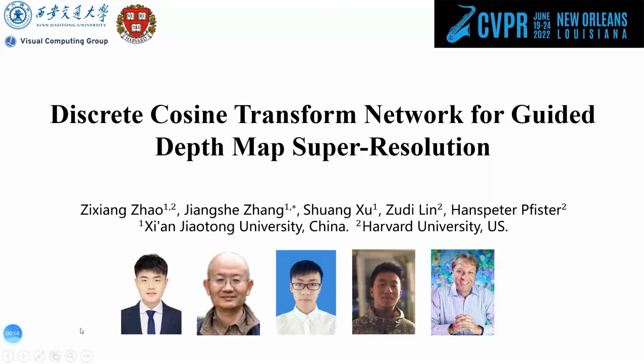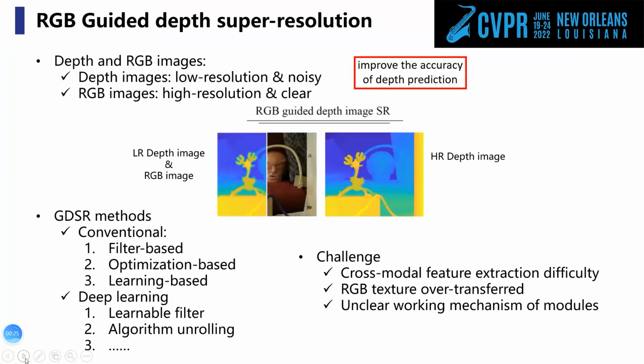Today I am going to give a brief introduction about my work. The title is Discrete Cosine Transform Network for Guided Depth Map Super Resolution. As we all know, depth map and depth prediction are very useful for autonomous driving and robotics.